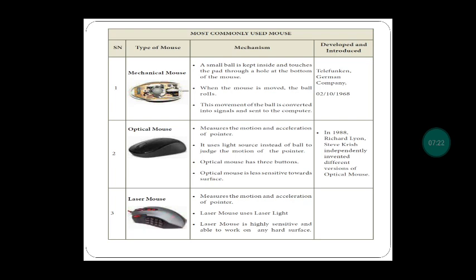And this optical mouse has less sensitivity, and it was developed in the year 1988 by Richard Leon and Steve Krish. They only developed this optical mouse. And next one is the laser mouse. It also measures the motion and acceleration of the pointer, and the laser mouse uses laser light, and it is highly sensitive. That is, it can work on any hard surface also. But the optical mouse is less sensitive, so we need a smooth surface to work. But with the laser mouse, we can work on any hard surface.